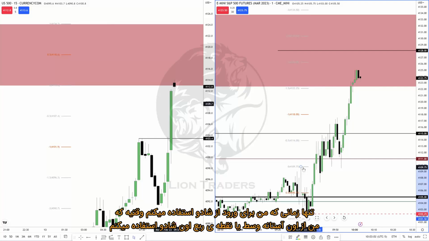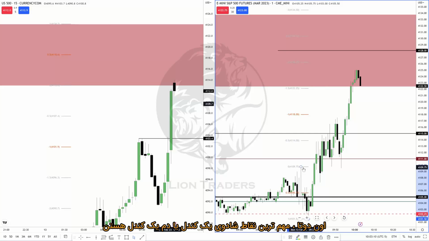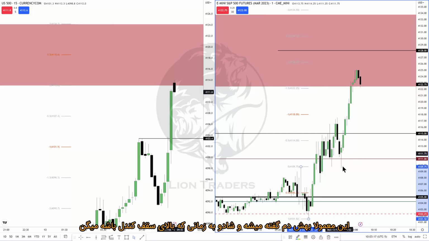The only time I'm using a wick for entries is when I'm using consequent encroachment or the quarter point of that wick. Those are the two most important levels for me on a candle's wick or a candle's tail, the part that goes below the candle. This is usually referred to as a tail, and the wick is usually the upper portion above the high.